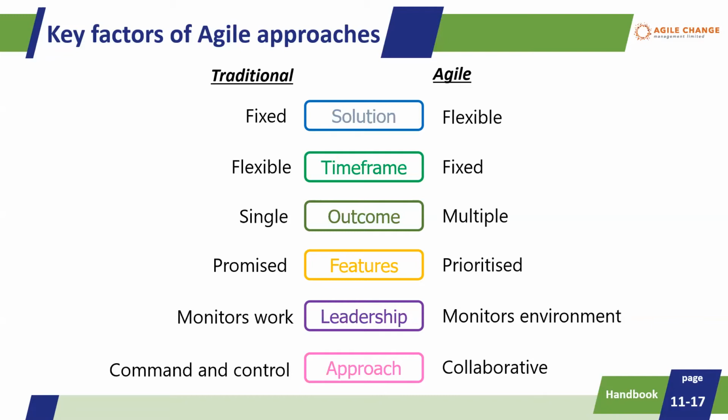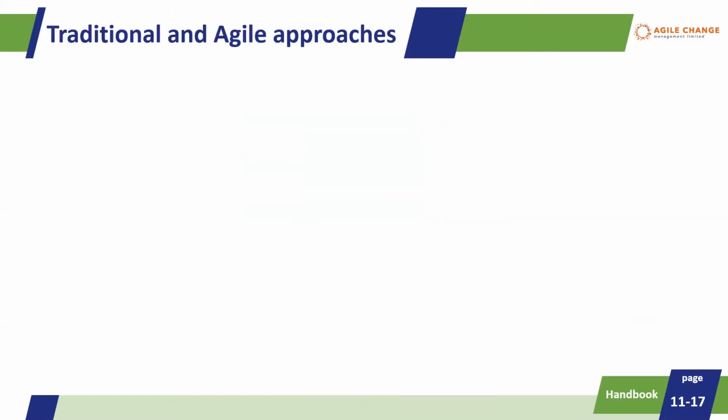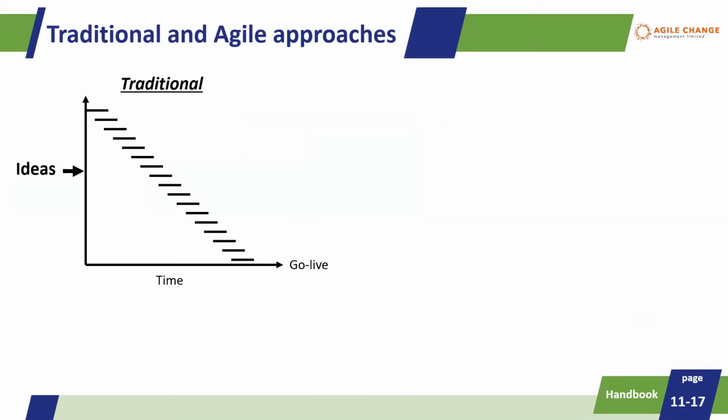Let's have a look at how these 6 factors play out. So let's take the traditional approach. What I've got here is a representation of a Gantt chart, which shows all of the work progressing item by item against time until eventually we go live at the end of the project or the initiative. And of course, what triggers all of this is all of the ideas we've had up front at the very beginning of the initiative that we've now promised to deliver. So we've fixed our solution.